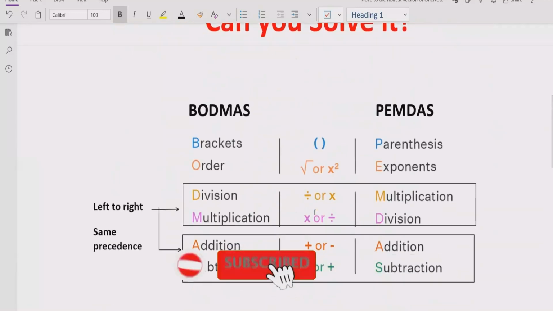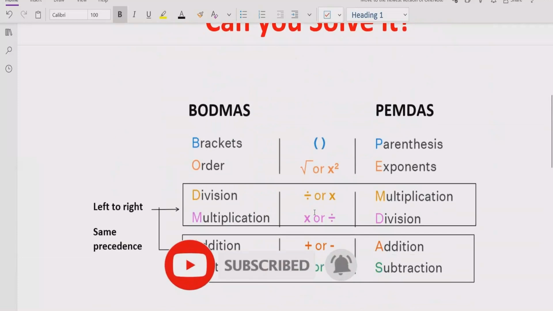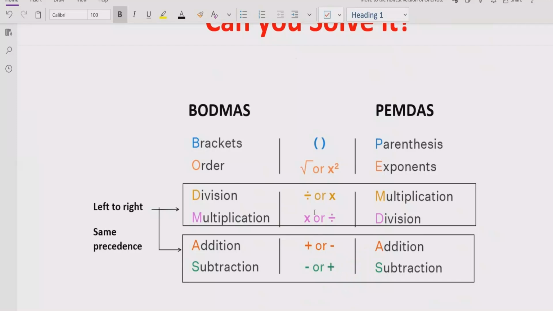Now, just recall what are the rules which we can apply to solve any arithmetic expression. We have two rules here. We will discuss the BODMAS and PEMDAS rule. Basically, we have multiple rules, but here we will discuss these two. These rules say if your expression contains any bracket or parenthesis, you have to solve that part first in your expression. After the bracket, you have to see the order and exponent.